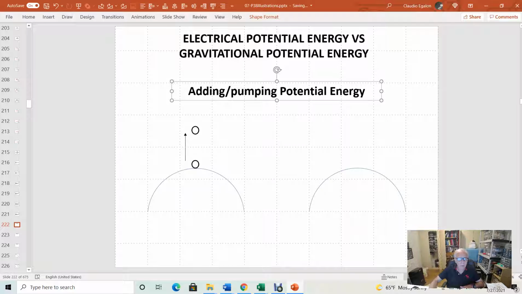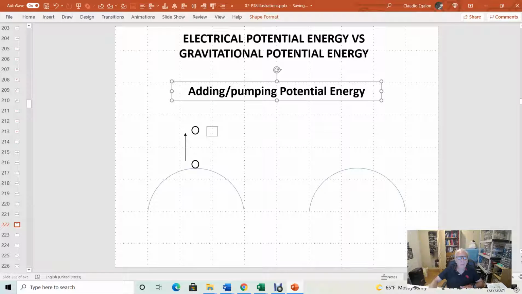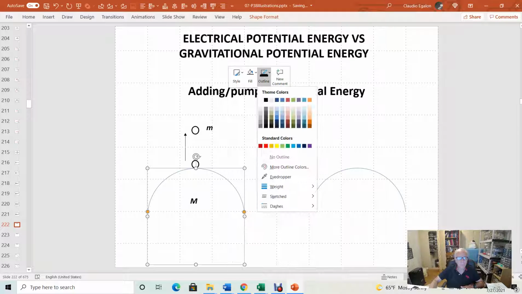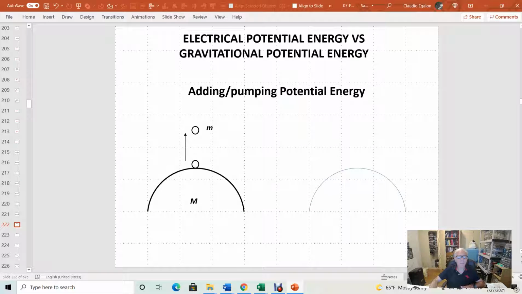Okay, now that's the left side. I'm going to even put a symbol for the mass. In this case, here you go. Mass, little m. And I'm going to put a big M here. Like that. Here you go.